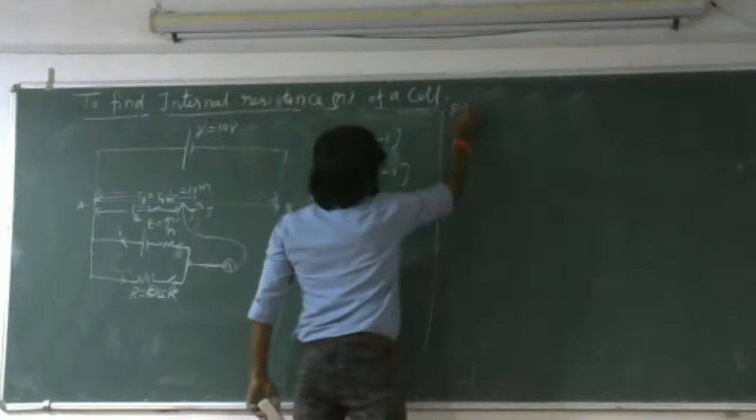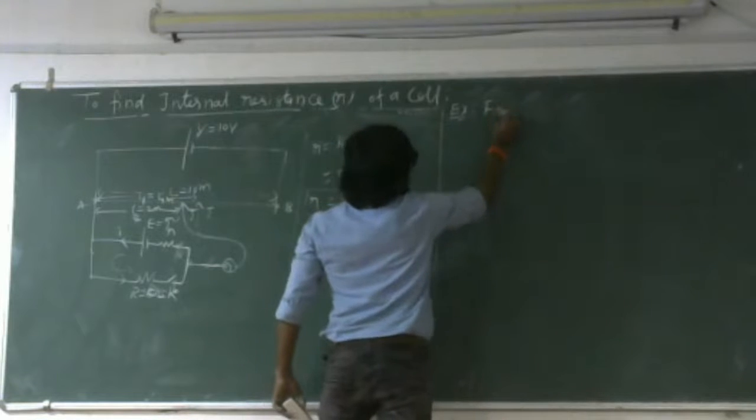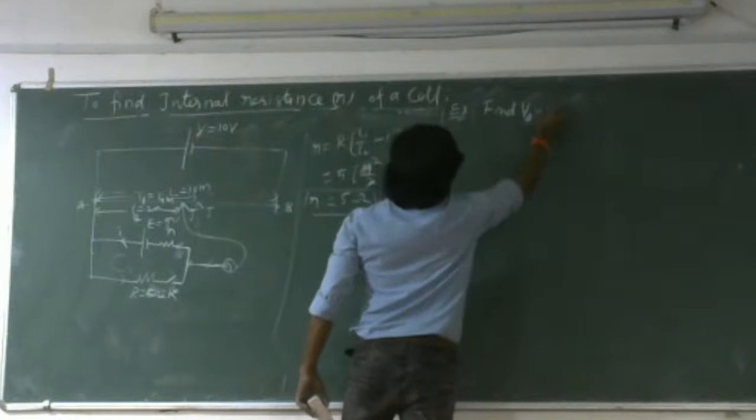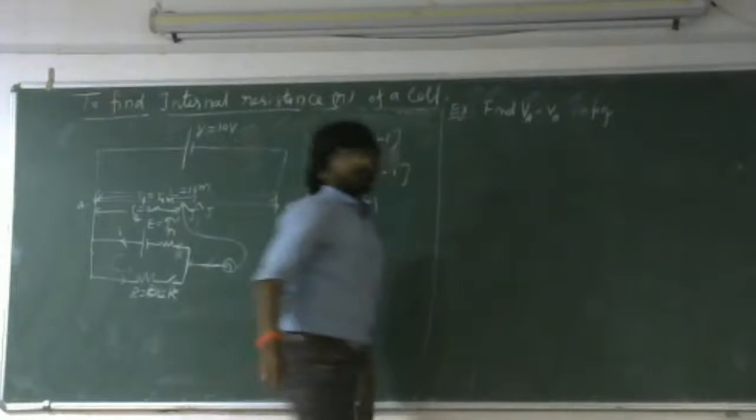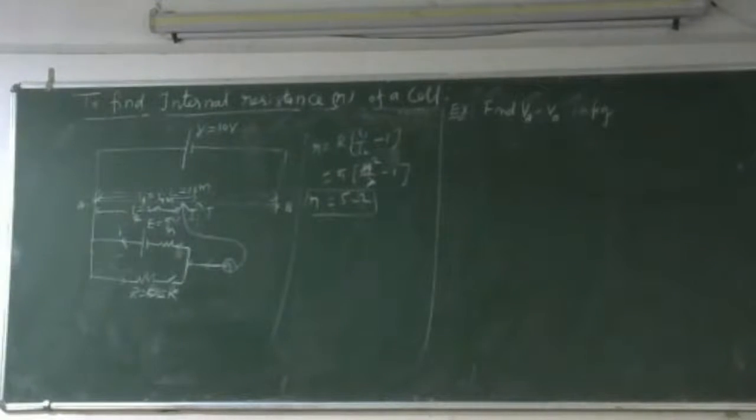Write down this example. Find VA minus VB in figure. Find VA minus VB in figure.